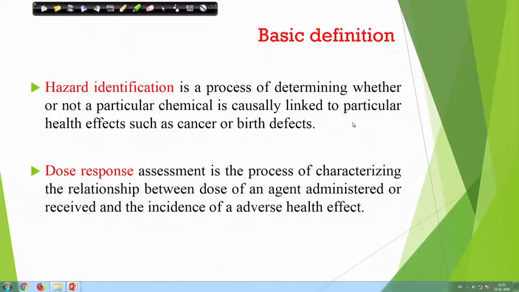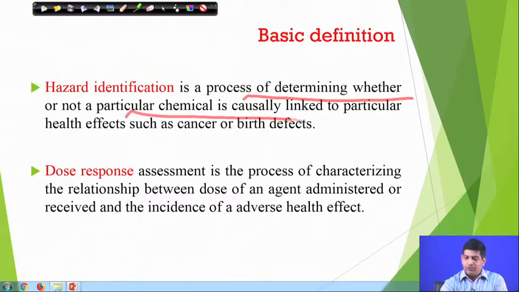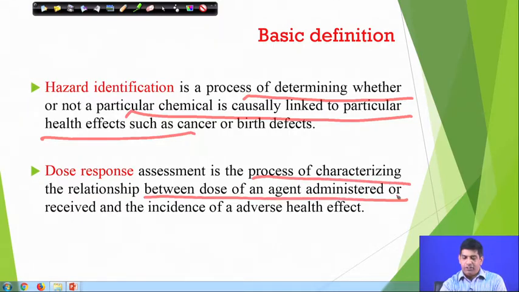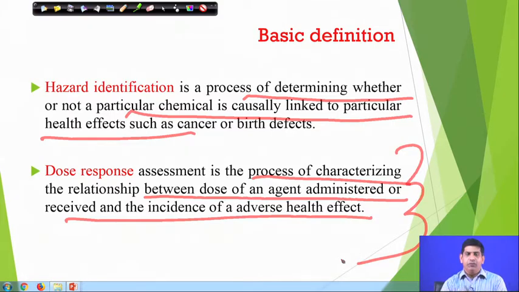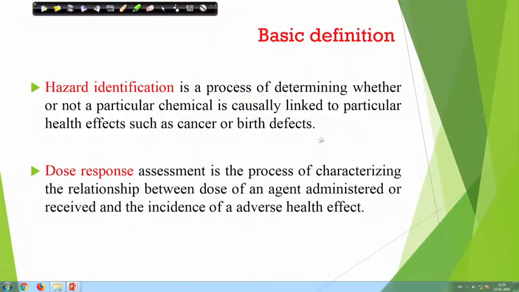Now let's look at some of the basic definitions. Hazard identification is the process of determining whether or not a particular chemical is causally linked to particular health effects. We already talked about that. Dose response is where you characterize the relationship between the dose of an agent received and the incidence of adverse health effects. You do that mostly in a lab setting, where you feed these chemicals to guinea pigs, mice, and other species, and you start seeing their impact. That's how you get the data for the dose response curves.